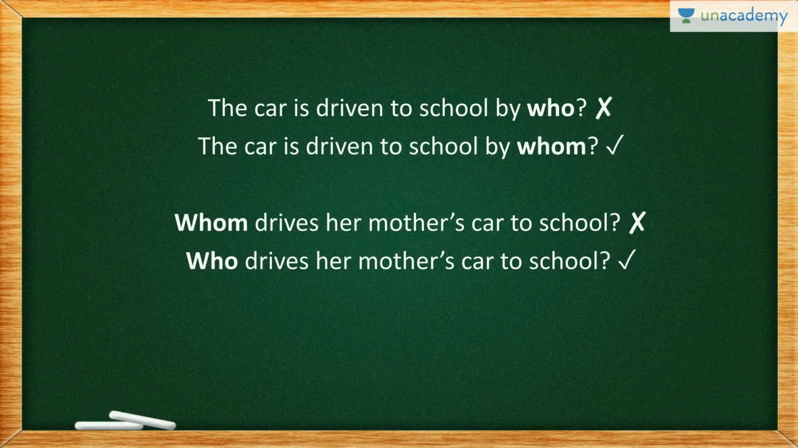Now, the car is driven to school by who? Or you can say who drives the car to school. When you just try to answer the question, the car is driven to the school by him. When you say him, the answer comes in objective case. Therefore, the car is driven to school by whom, not who. You don't say the car is driven to school by he. No, you say him. Therefore, since we use him, we use whom.